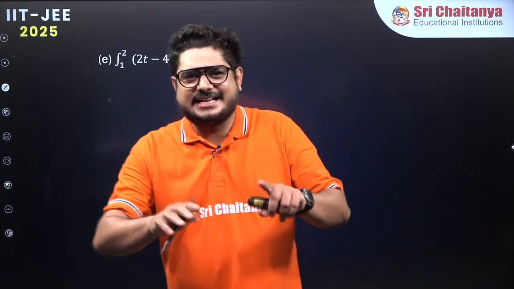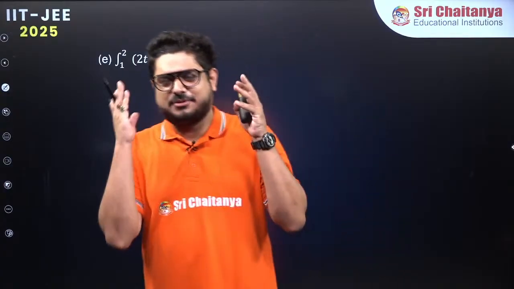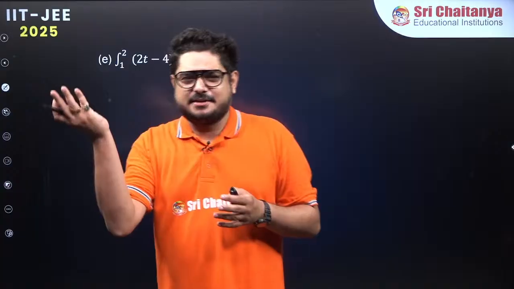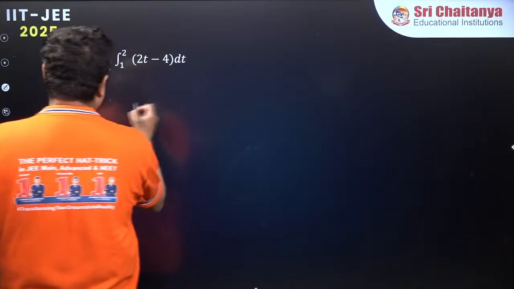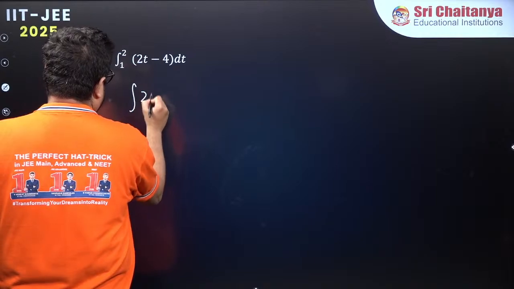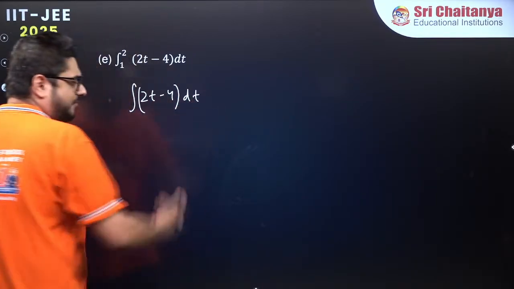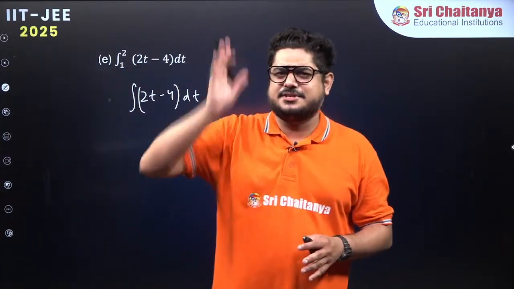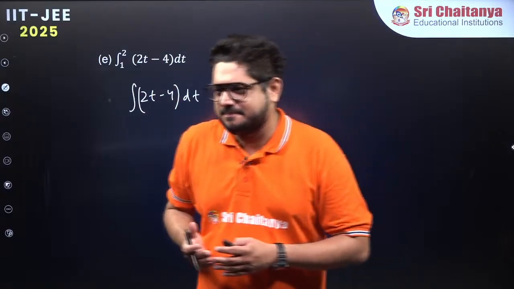Can you solve it in the form of an indefinite integral? What I am saying from the starting. Means you need to solve this like an indefinite integral first. Like what's going to be the integral of 2t minus 4 dt? What's going to be the value of it? Because once you solve this, then only in the end you need to put the limits, isn't it? The upper limit and the lower limit needs to be put, isn't it?